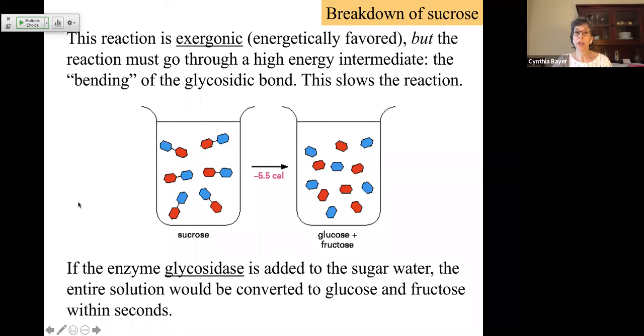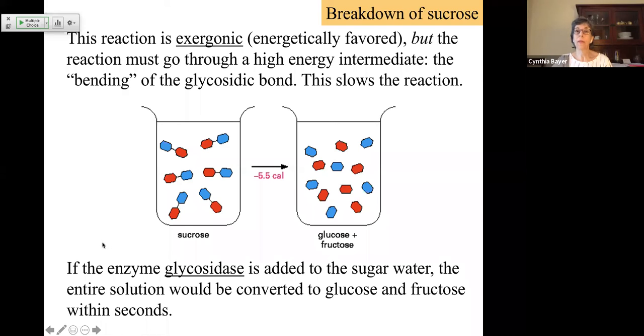That reaction is going to take forever. Sucrose in a beaker is not going to break down to glucose and fructose. It would take hundreds, if not thousands of years for a random event to break that bond. But if we add an enzyme specific for distorting that glycosidic bond, and we call it glycosidase or sucrase as a specific example, then the entire solution of sucrose will be converted to those monomers immediately.